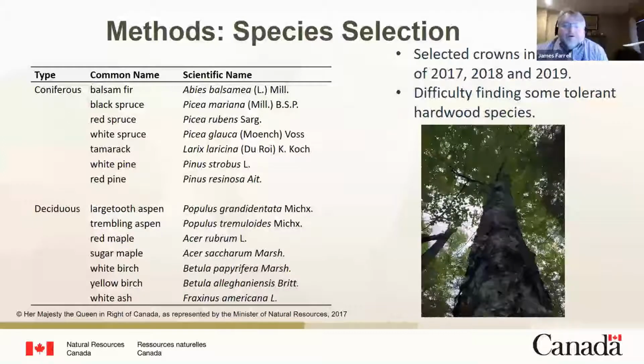So here are the species of interest for this study, which are common to an Acadian forest. Due to the composition of the Acadia Research Forest, we had a little bit of difficulty finding a lot of crowns for tolerant hardwoods, such as sugar maple and yellow birch. We did manage to get enough samples, but we had to search high and low.